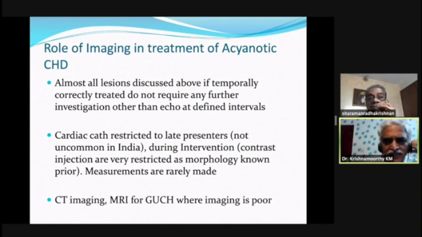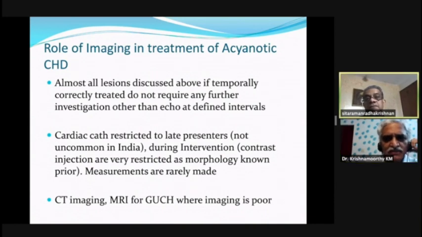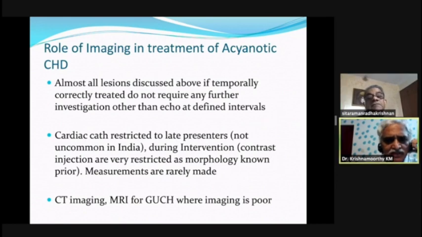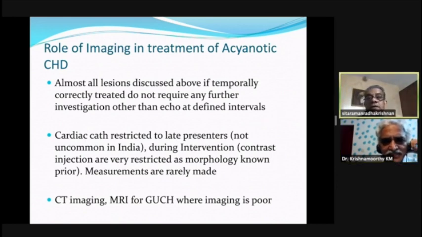As a parting remark, I would like to mention that in Suchitra, all ASDs and small PDAs are closed only with echo guidance. No angiography, no fluoroscopy. Yes, nearly 80% of them have absolutely zero fluoroscopy. And even the training for the fellows is now done like that. So being an echocardiography conference, I would like to mention this. We are evolving, the techniques are evolving.